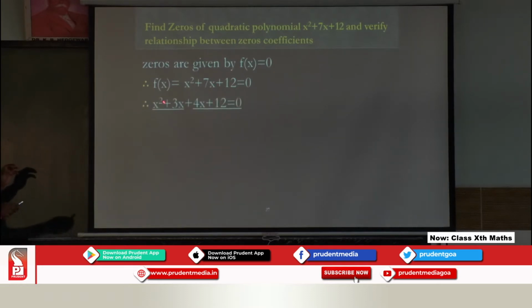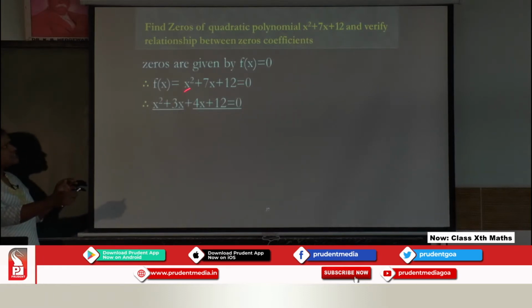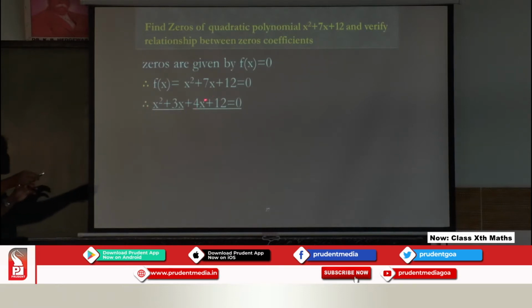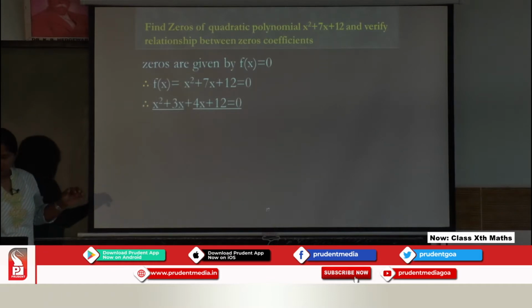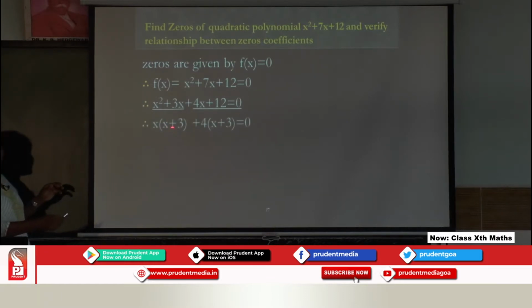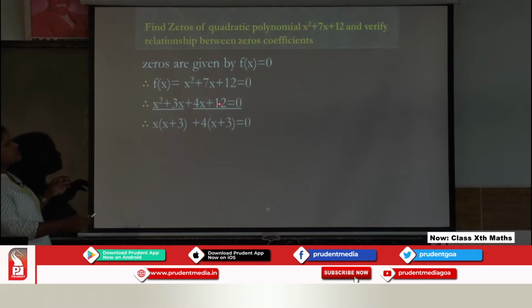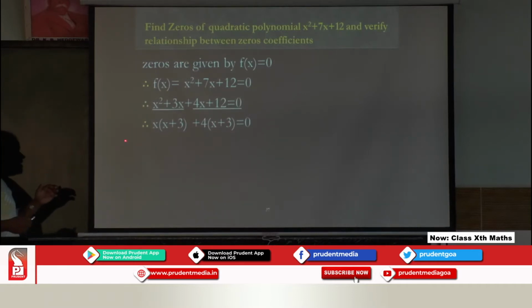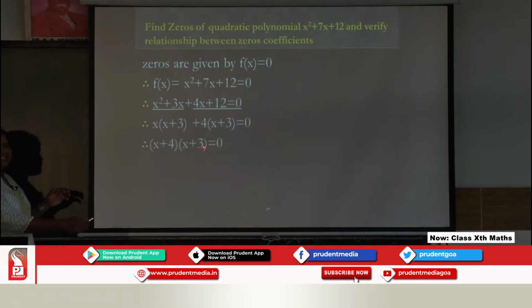So I have here x square plus 3x plus 4x plus 12 is equal to 0. I used 3 and 4 which are the factors of 12 to get 7x. Both are positive. Now as usual we are supposed to group them. In the first group x is common, so take x out. So what remains is x plus 3 in the bracket. Then 4 and 12, here 4 is common, so take 4 out, again x plus 3 in the bracket. These 2 brackets are same, so take it out. So what remains is x plus 4 and x plus 3.